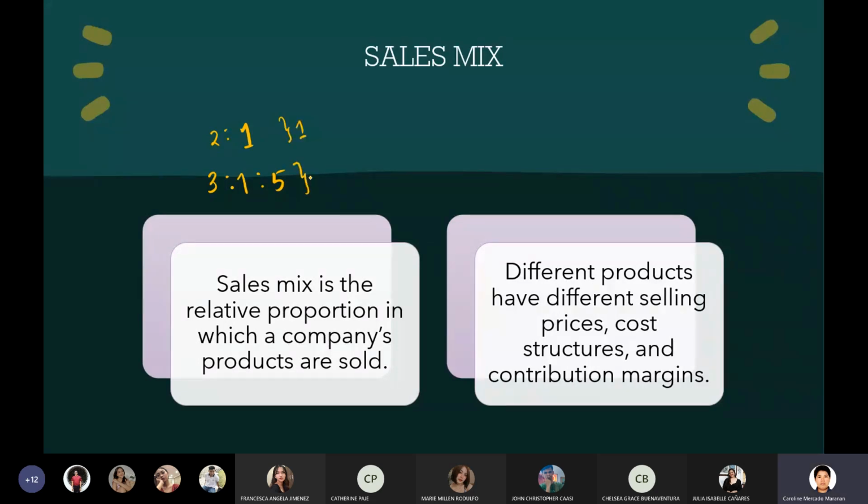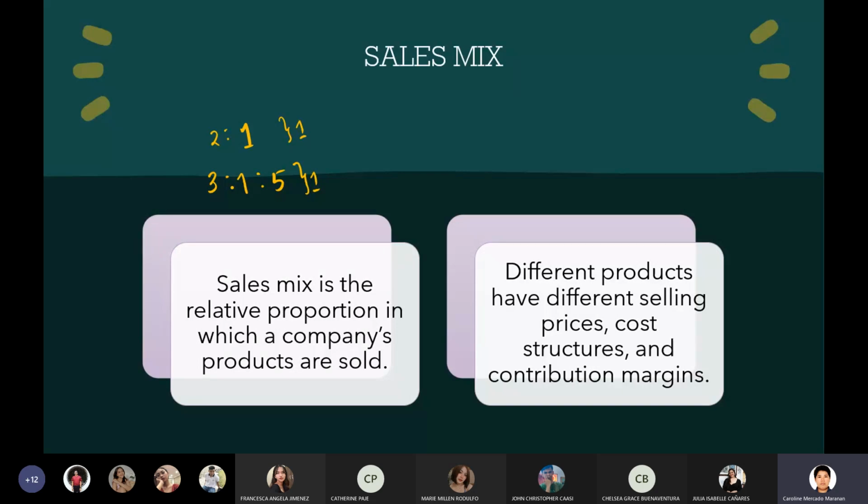Okay? Pwedeng 3 products, yung iba pa nga, 4, 5, pwedeng ganon. But ang tawag doon sa pagko-combine ng mga products na yon is sales mix or the relative portion or yung percentage or yung portion by which each product is related to the whole is what we call sales mix.